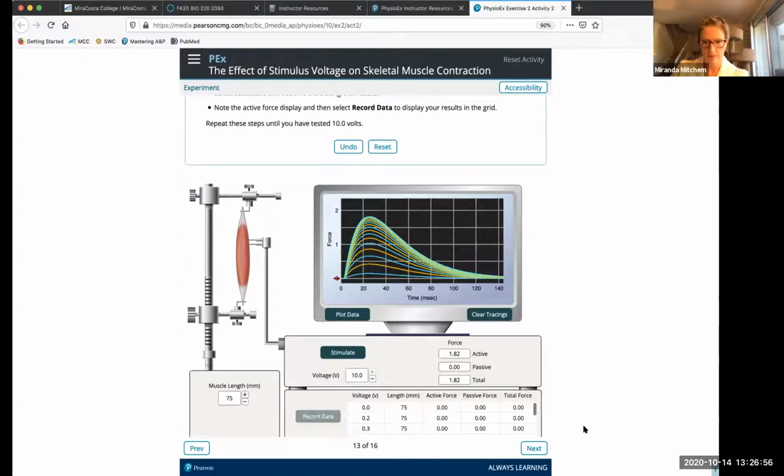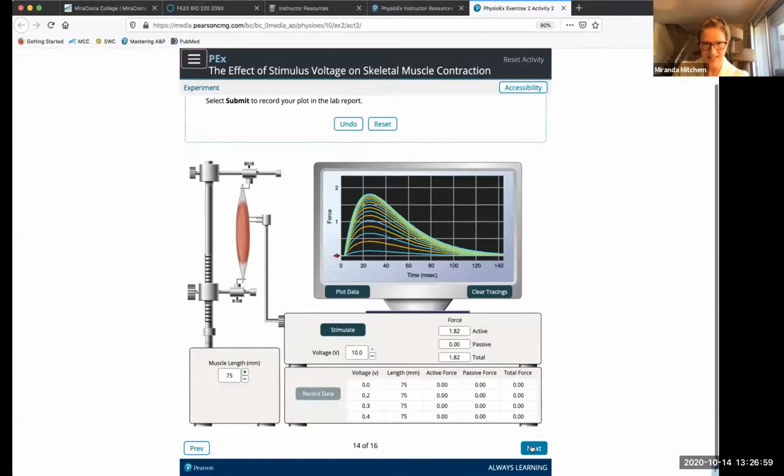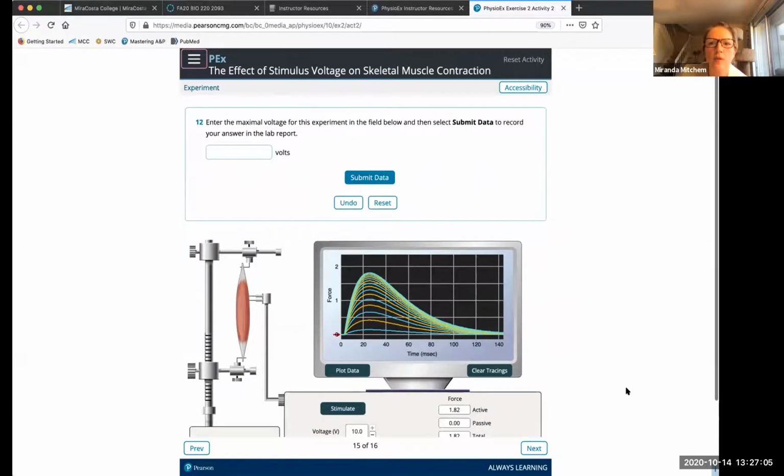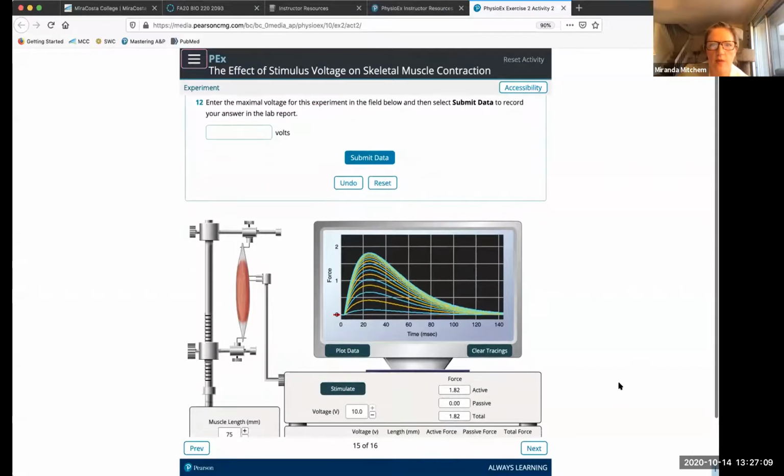There we go, record. Okay, let's see what's next in this experiment. We are going to enter the maximum voltage for this experiment in the field below. So our maximum voltage was 10, right? We went to 10. That seems too easy.